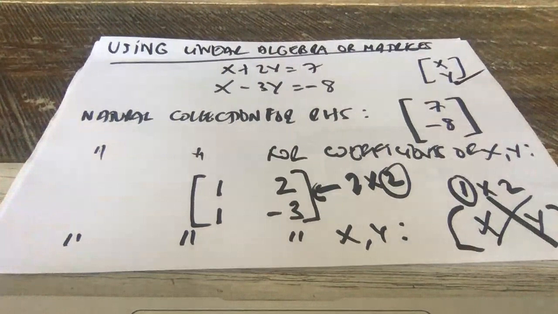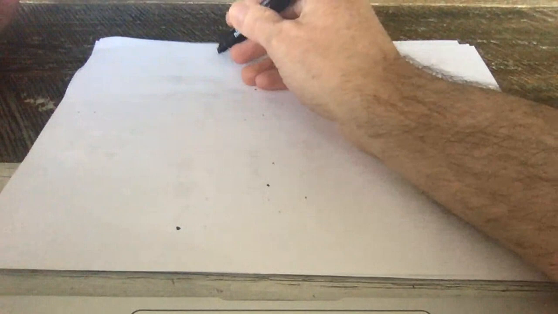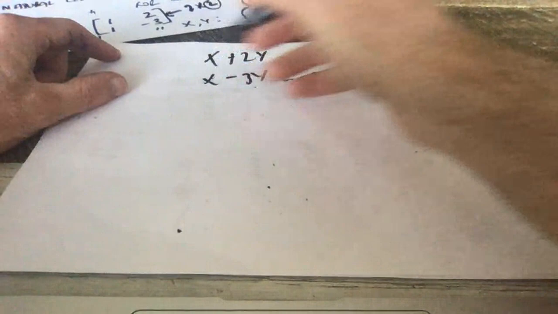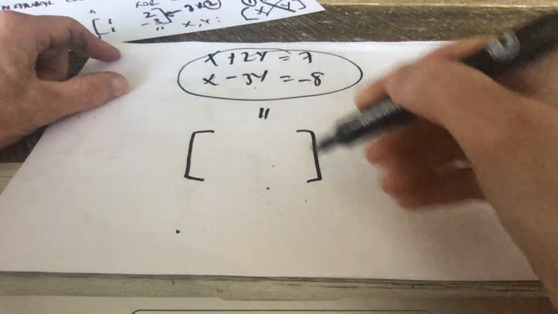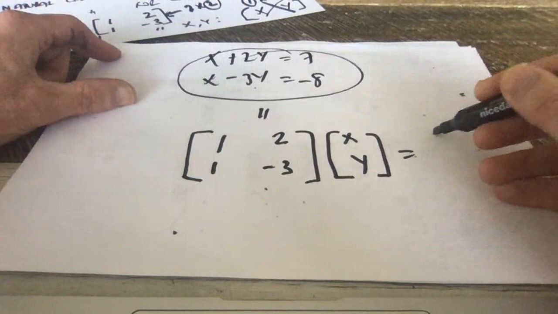So what you can do then is rewrite that system of equations as a matrix equation. Let me do this again: x plus 2y is equal to 7, and x minus 3y is equal to minus 8. All this mess is exactly the same as this: write down the numbers multiplying x and y, 1 and 2, then the numbers multiplying x and y from the second equation, 1 and minus 3. You write x and y as a column, not obvious, but this is what you do, and you write down the right-hand side, 7 and minus 8.